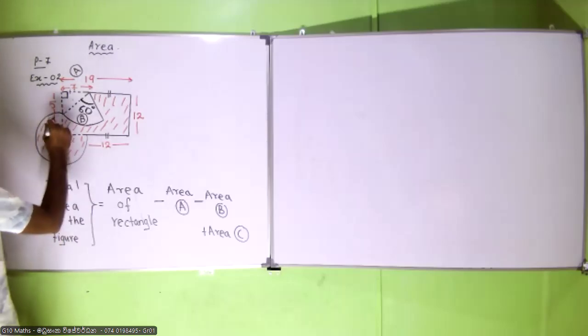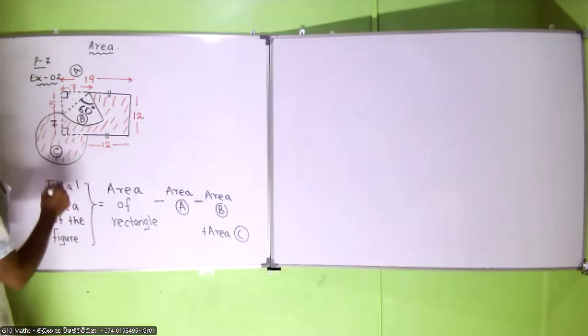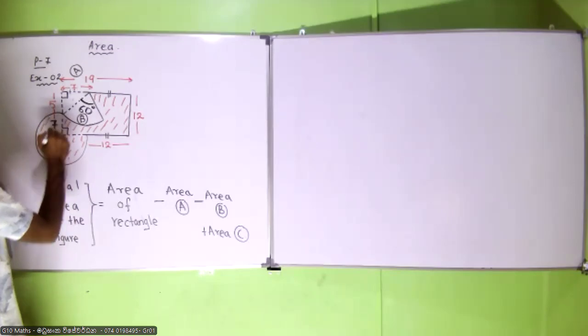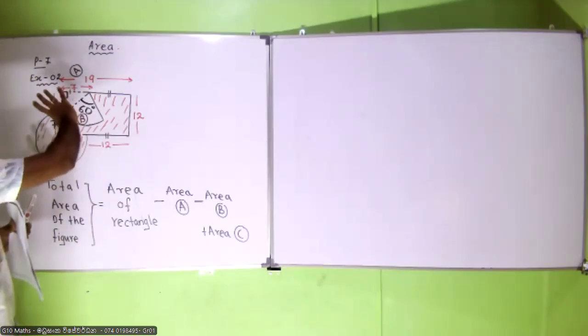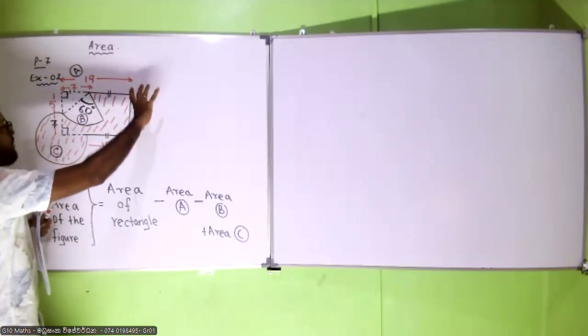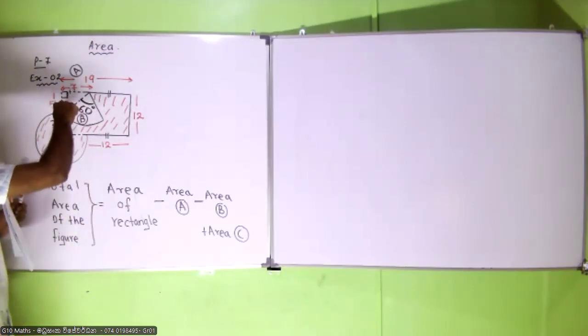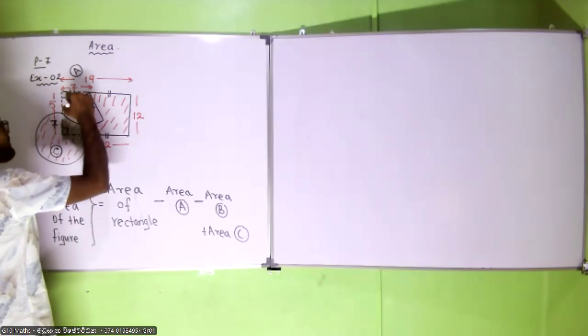This radius is 7. I think you can see that. Now all the lengths are done. So now I need to find this radius as well, if I want to complete this.